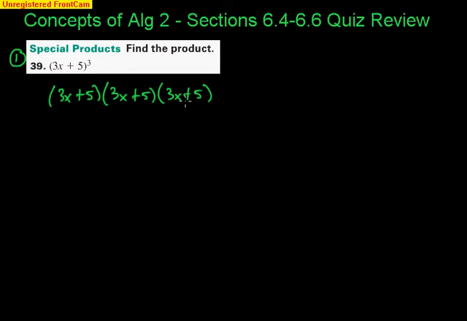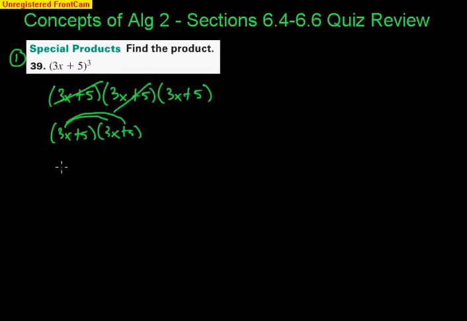And what you need to do is work with 2 at a time. So let's work with the first 2. So 3x plus 5 times 3x plus 5, the first 2. So they're gone. And we will multiply by foiling. This first 3x goes to the other 3x and to the 5.